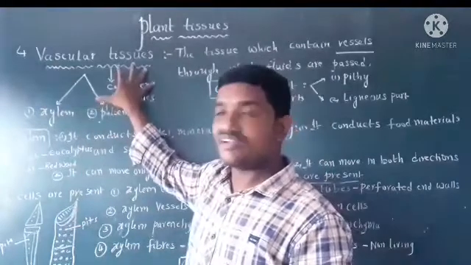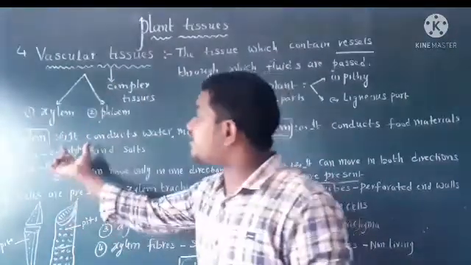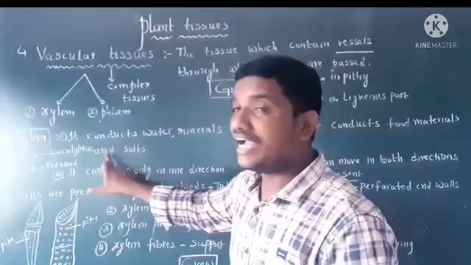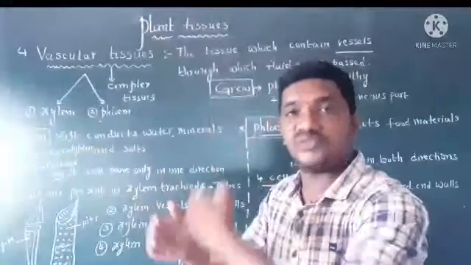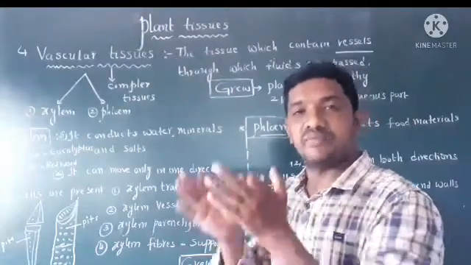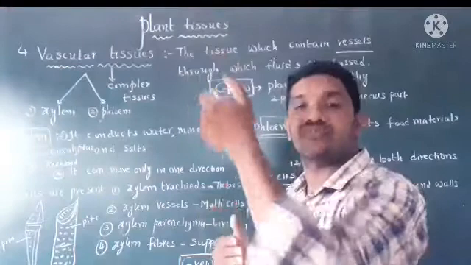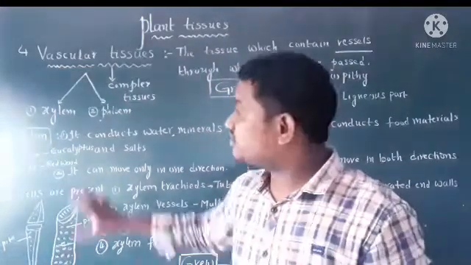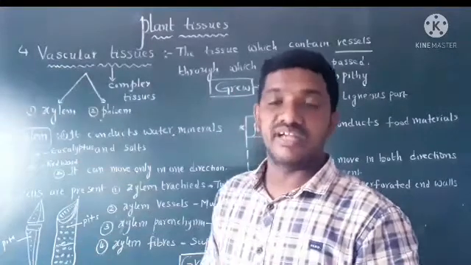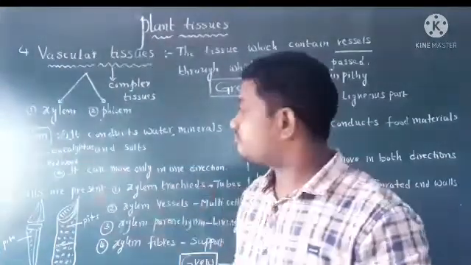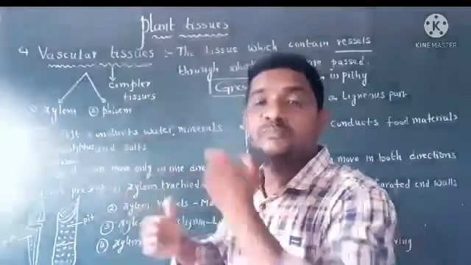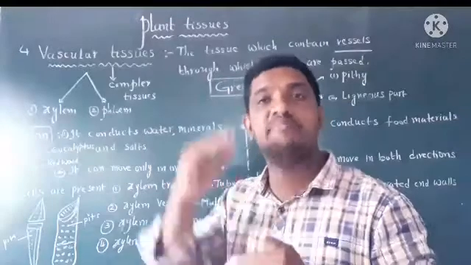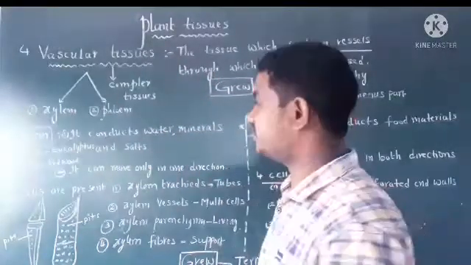Coming to xylem tissues. Xylem tissue conducts water, minerals and salts from one place to another place, from roots to the remaining parts of the plant. That is the main function of xylem tissue. It is one type of vascular tissue which helps in transportation of water, minerals and salts from roots to the remaining parts of the plant. Okay.